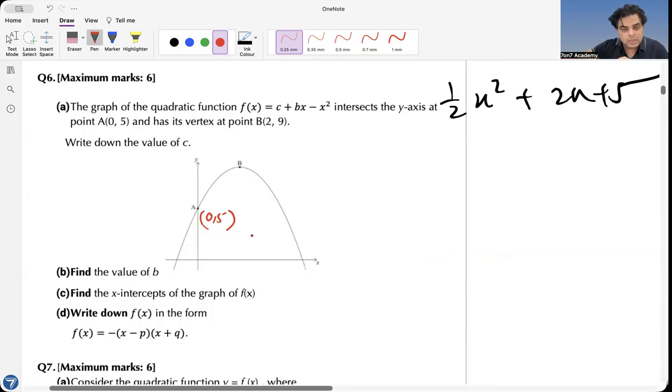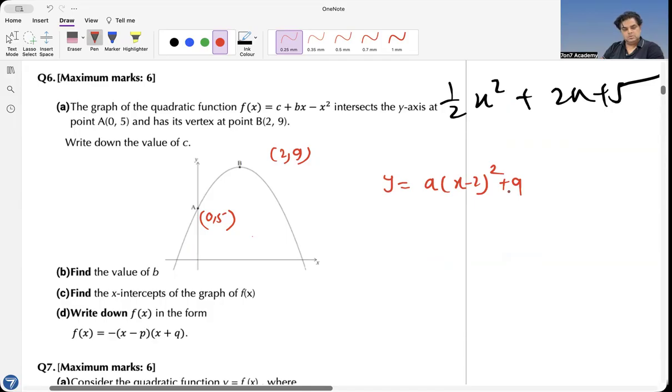Now let's talk about this question. What we have given is the top point, (2, 9), so we can use the other form, the vertex form: y is equal to a(x minus 2) whole square plus 9. Out of that, what is given to you? The coordinates, the y-intercept.